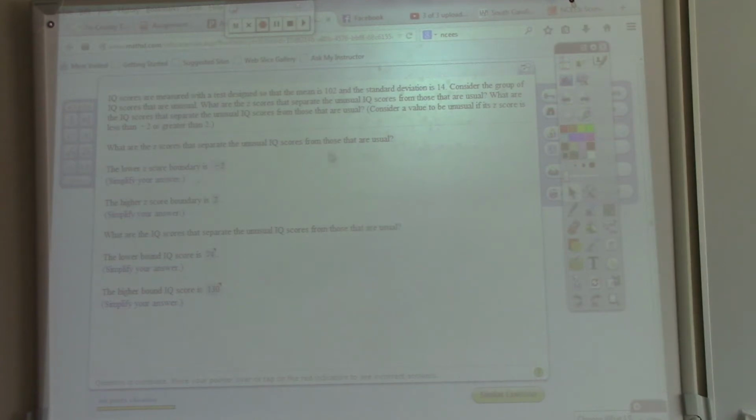IQ test measured, blah, blah, blah. Mean of 102 and a standard deviation of 14. Let's go ahead and draw the bell curve because that's what you're going to be doing. Now, I know it says something about a z-score, but right now, I just want you to draw the bell curve. You have to get in the practice of that because you're going to be doing it for Chapter 4, Chapter 5, Chapter 6. You're going to be doing it for all of them.